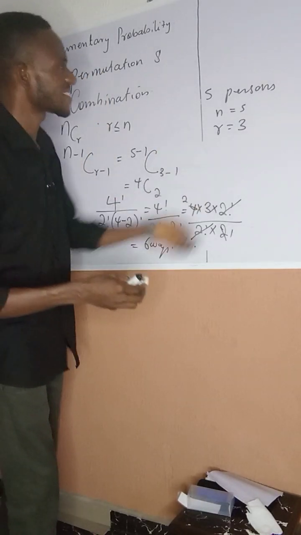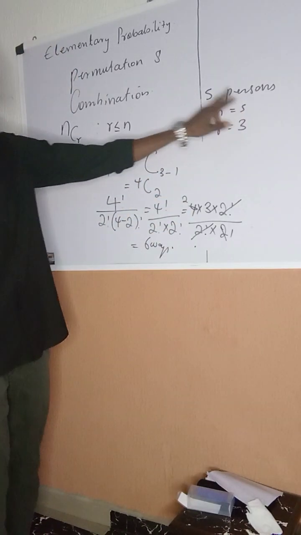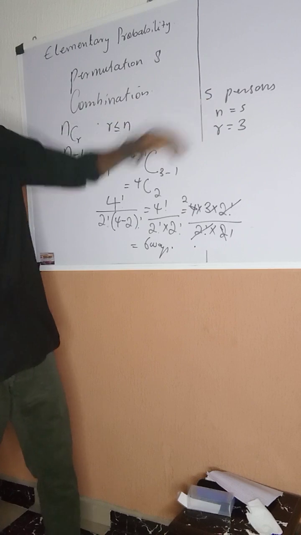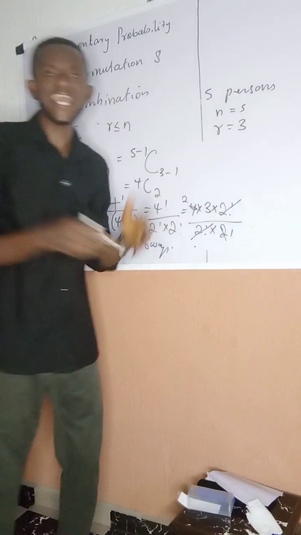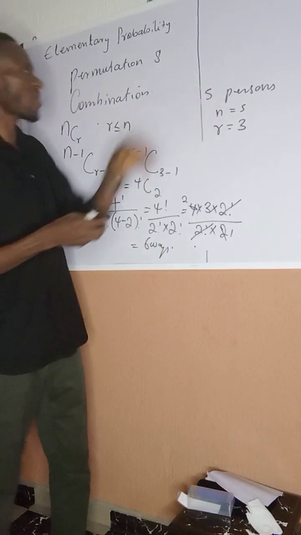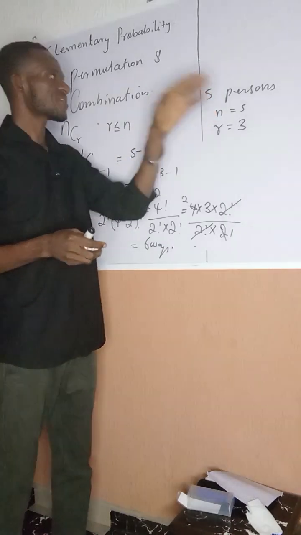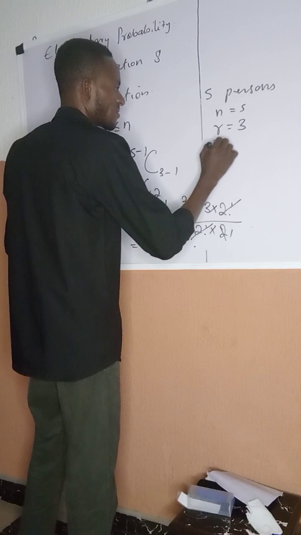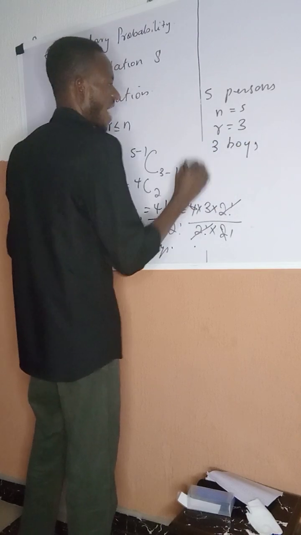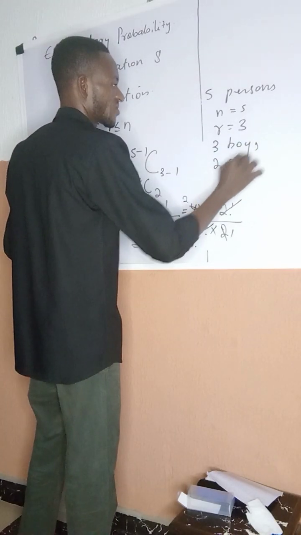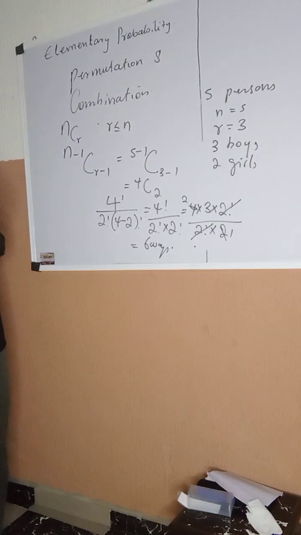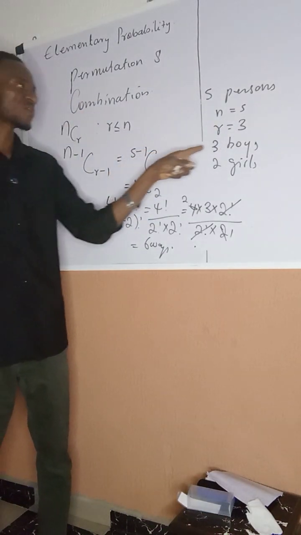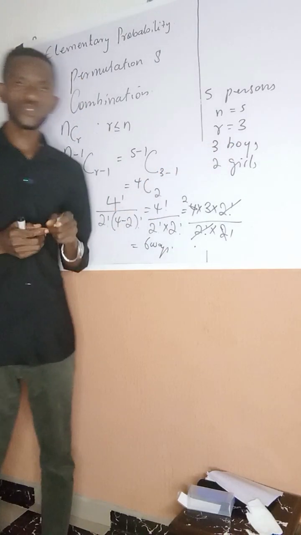There are other questions they ask this way. They give you a condition that these 5 persons here must be made up of boys and girls. So they can come and say that out of these 5, 3 are boys. So permit me to write that out of this we have three boys, and then we have two girls. We are meant to select three persons who are going to represent the class that is made up of three boys and two girls.